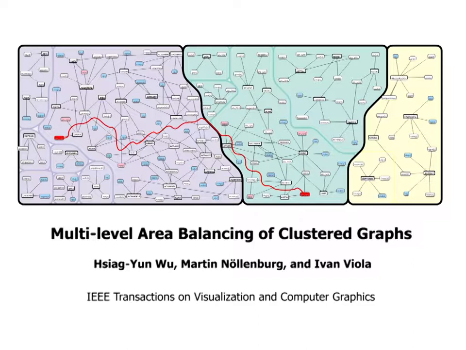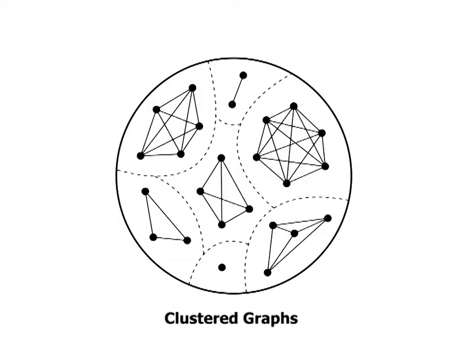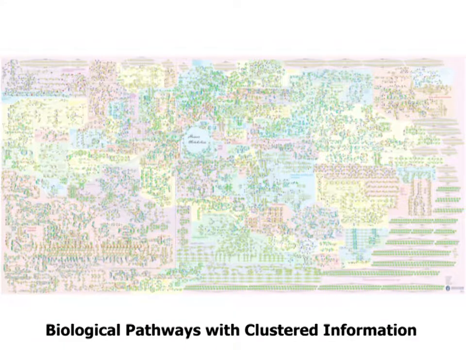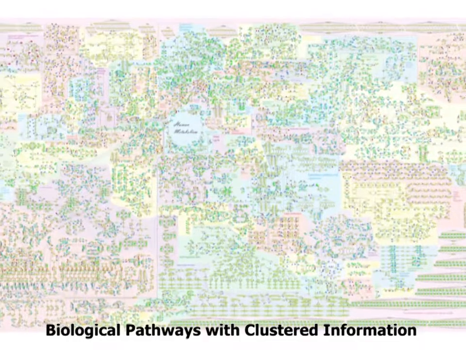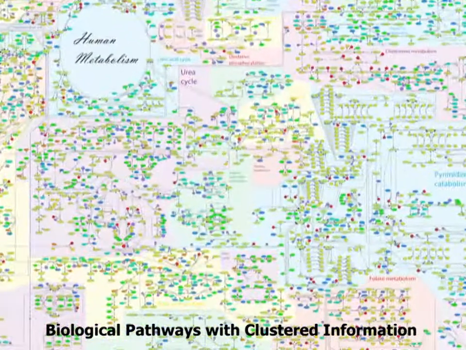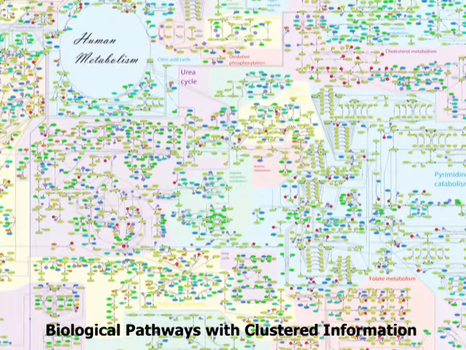This video demonstrates our multi-level area balancing technique for laying out cluster graphs with disjoint vertices. A cluster graph is often used to model real-world relationships, since they accompany cluster attributes. For example, subsistence for biological pathways or educational backgrounds for social networks are essential for analysis purposes.